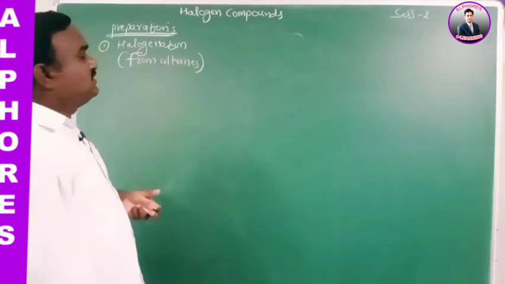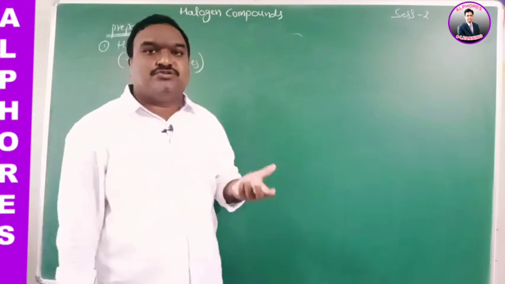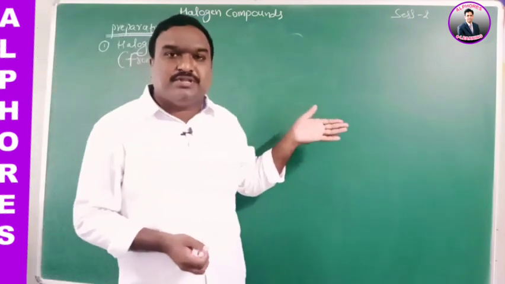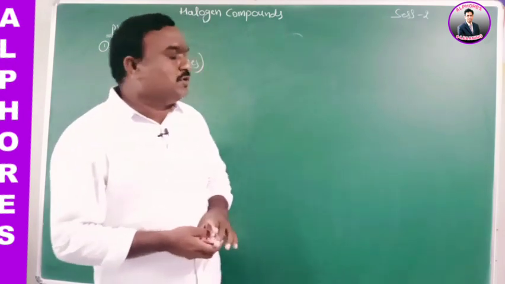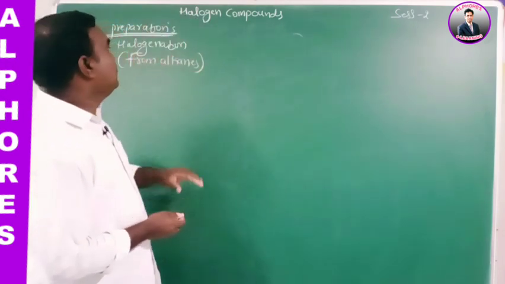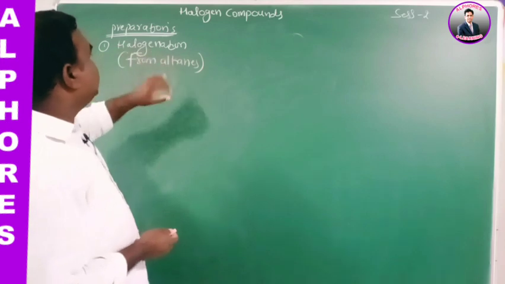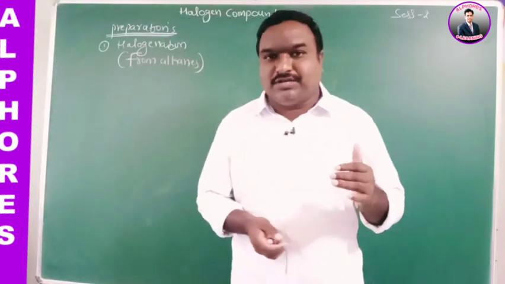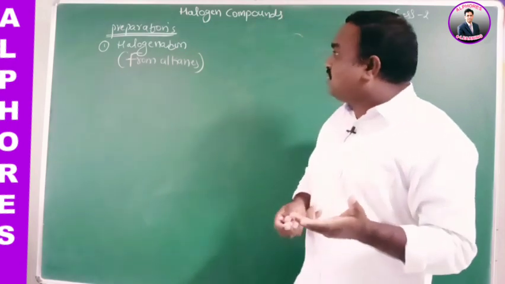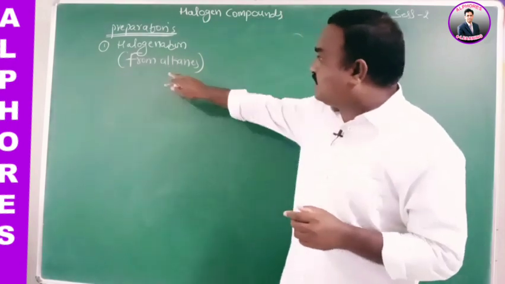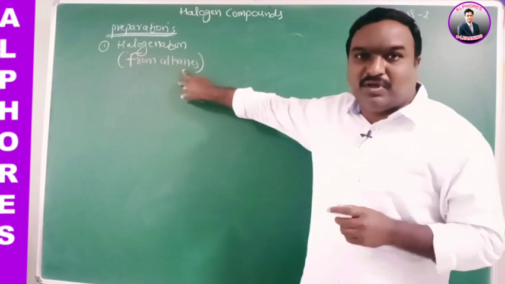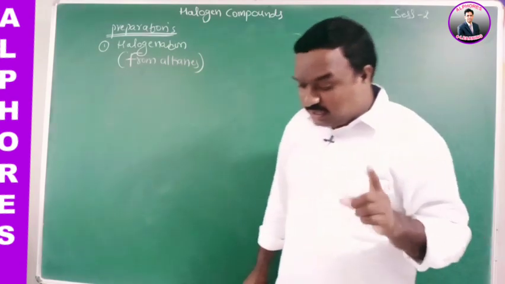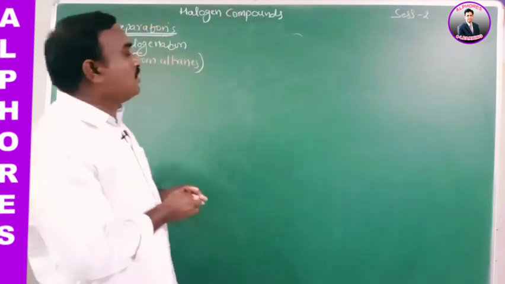Next concept is preparation of halogen compounds. Here so many methods are there to prepare the halogen compounds. First preparation method is halogenation reactions. Halogenation reactions means preparation of halogen compounds from alkanes. Alkanes are saturated hydrocarbons.